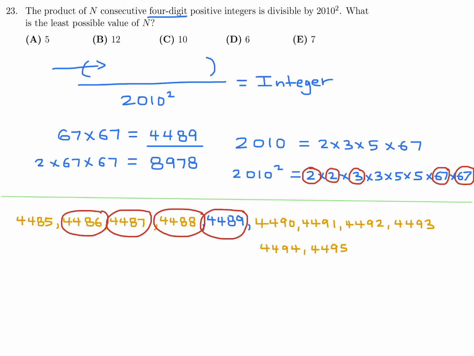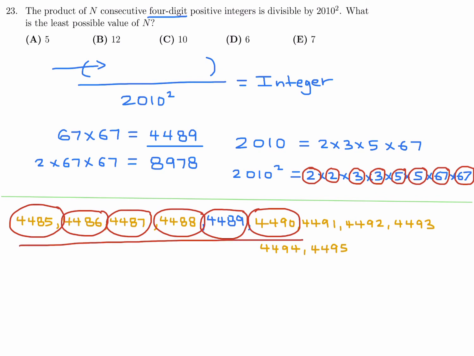How about 4485? Is that divisible by 3? Yes. Is it divisible by 5? Yes. So this takes up that one and that one. Now, if I go in this direction, that's obviously divisible by 5 since it ends in a 0. So there you go. This string of 6 numbers, they're consecutive 4-digit positive integers, and when you multiply them all, they will all contain those factors which represent 2010 squared. So far, the answer looks like it could be 6.